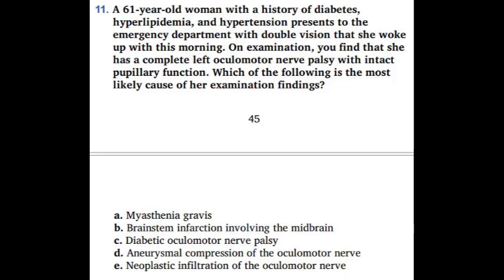The next is aneurysmal compression of the oculomotor nerve. Remember, we said this will cause a blown out pupil, but the oculomotor nerve will be preserved for D. And then E is neoplastic infiltration of the oculomotor nerve. Now, neoplastic infiltration is seen as a plausible answer, but this was sudden. A neoplastic infiltration takes time to establish, and since this patient just woke up to it this morning, it cannot be neoplastic infiltration. So our answer would be option C.